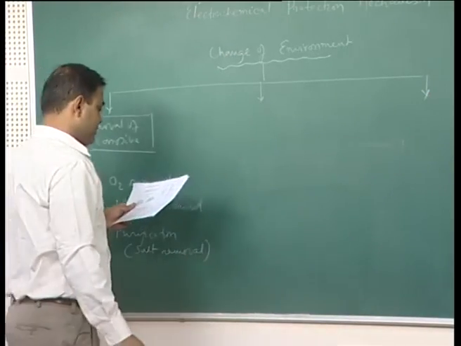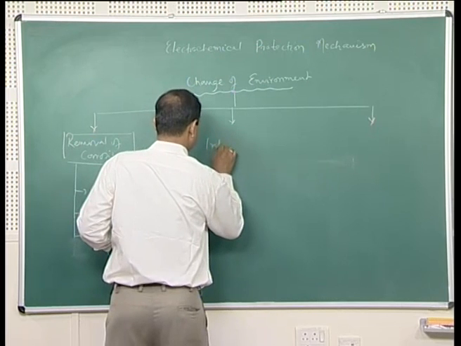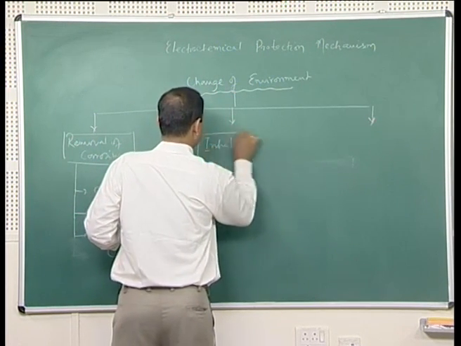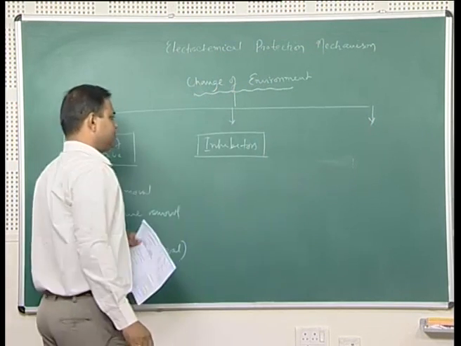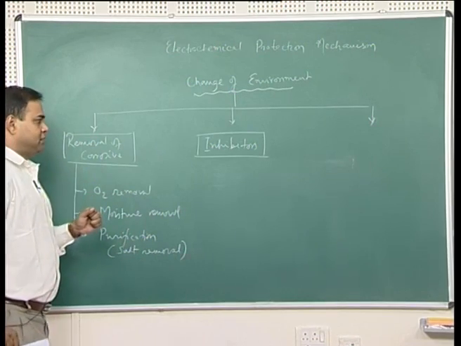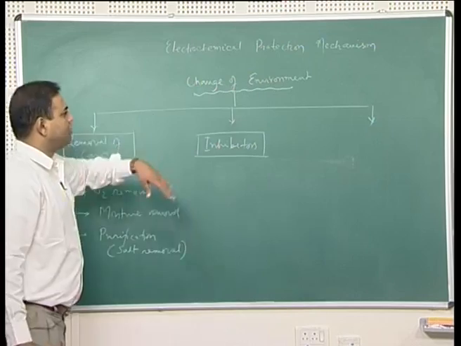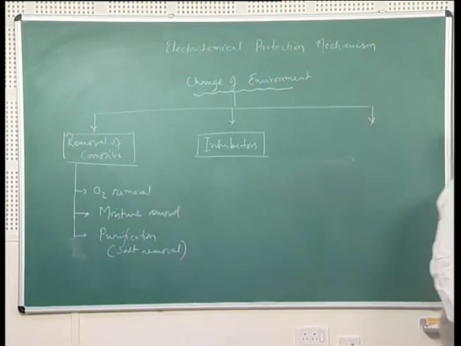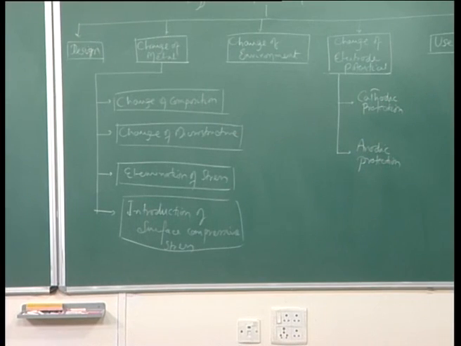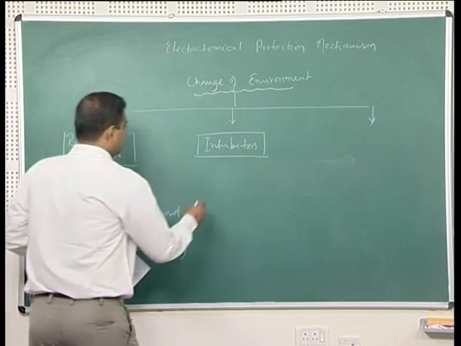Second case is inhibitors. Some external agent can be added into the medium which will take care of those corrosives. I will just consider this change of electrode potential part, the other parts will be taken care of by Dr. Choudhury. So, this is inhibitors.